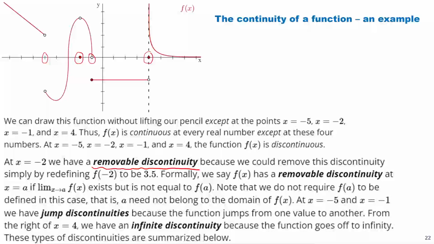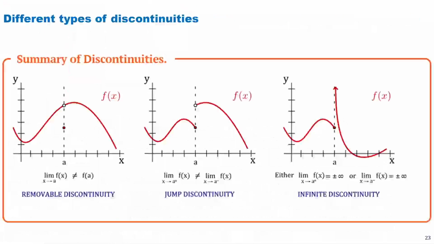At x equals -5 and x equals -1, we have jump discontinuity because the function jumps from one value to another. From the right of x equals 4, we have infinite discontinuity because the function goes off to infinity. These types of discontinuities are summarized below. We have removable, jump, or infinite discontinuity.